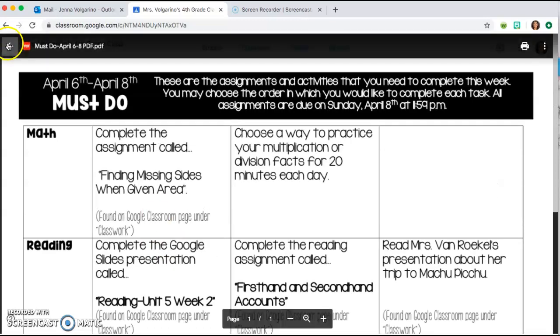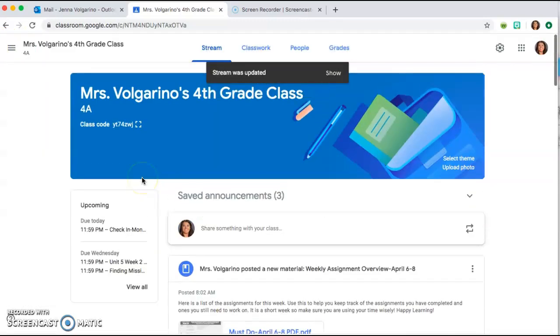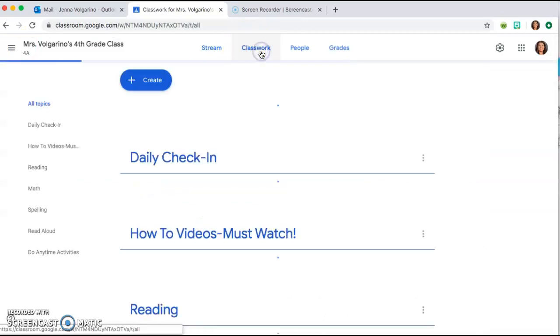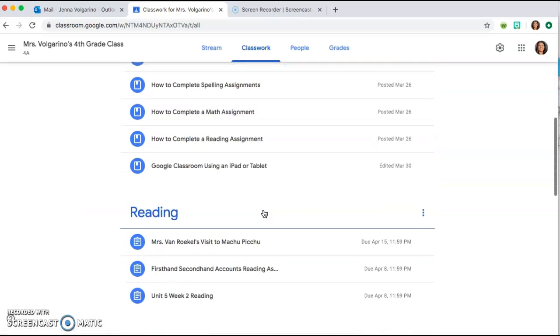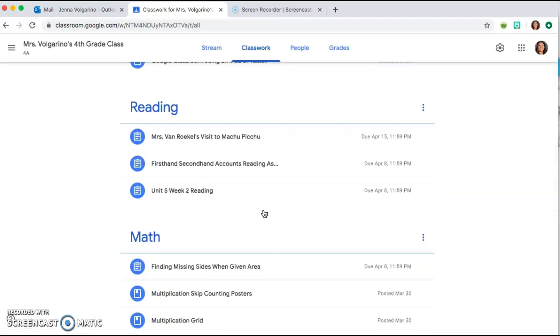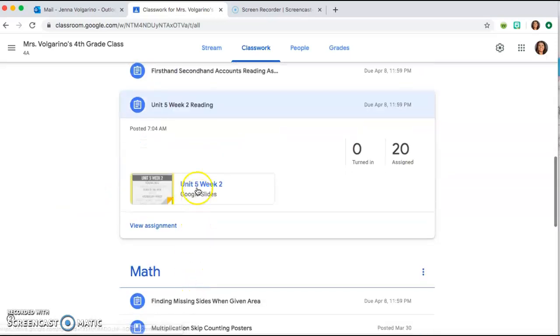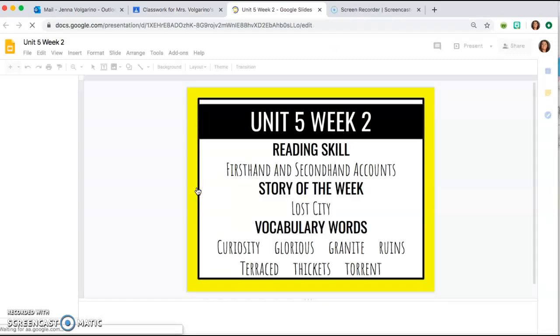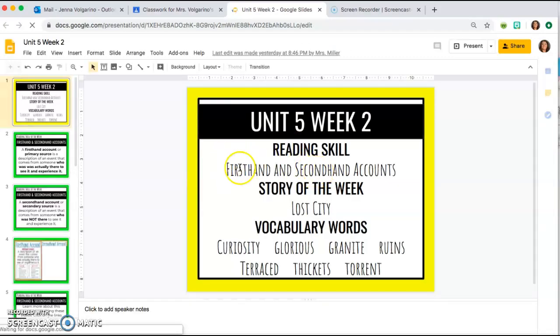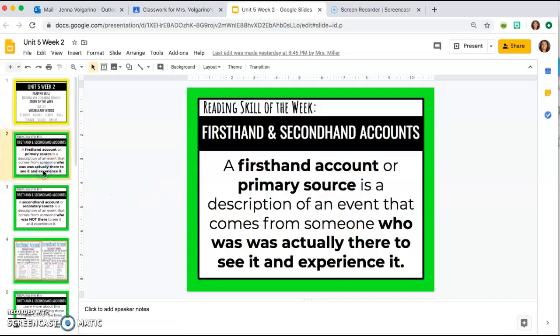Okay, so we're going to exit out of this, go back. And let's go ahead and take a look at our classwork. Okay, so you will only see the assignments for this week. I got rid of last week's, and now we have our new assignments up. So here's our Unit 5, Week 2 of reading. So if we click on that, it's going to look very similar to last week. Okay, so our reading skill is called first-hand and second-hand accounts. Our story of the week is Lost City, and then these are our vocabulary words listed below.